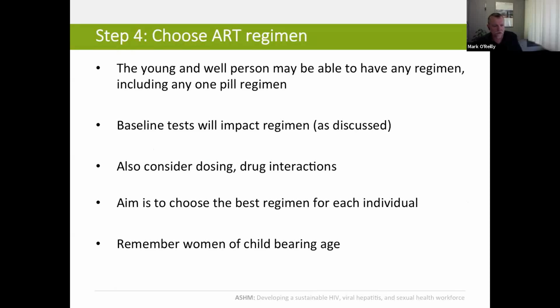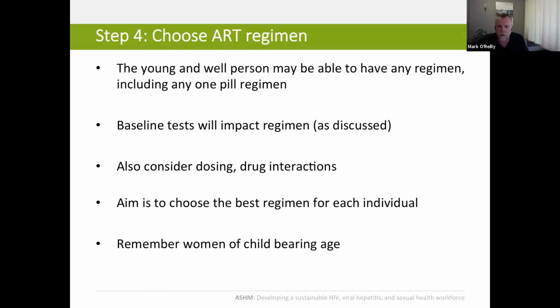Then to choosing your antiretroviral regimen, it's important to realise that the young and well person may be able to have any regimen, including a single pill regimen, but that the baseline test will have an impact on the regimen which you can initiate, as we've just gone through. It's also important to think about dosing twice daily, once daily. Drug-drug interactions, an individual may be taking other medications for other medical conditions, so that's really important to check when you're working out which antiretroviral regimen you wish to initiate, that if they're already on other medications, there are no potential drug-drug interactions.